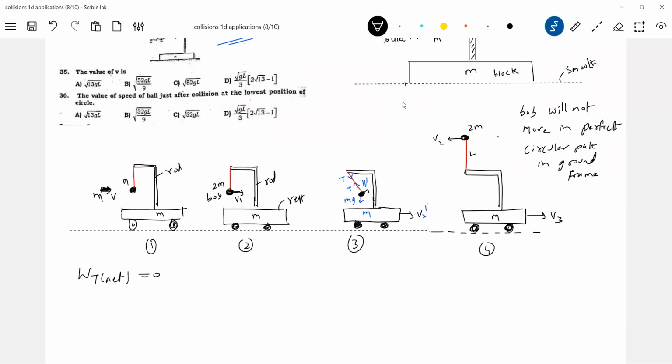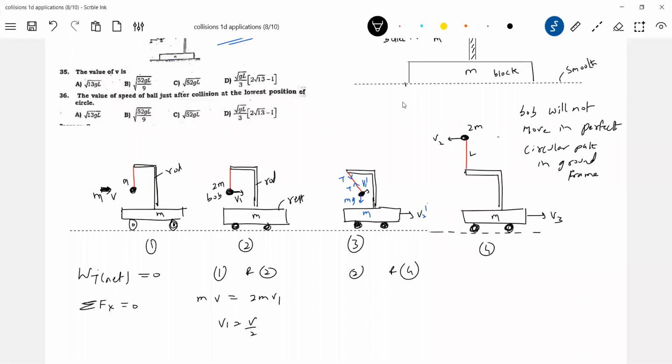So, net force on the system along the x-axis is 0, so we can apply conservation of momentum. Applying conservation of momentum first between the first and second diagrams, 1 and 2: mv equals 2mv1, so v1 is equal to v by 2. And then can we apply conservation of momentum between the second and third diagram? Just I made you think. So between 2 and 4 you apply the equations.